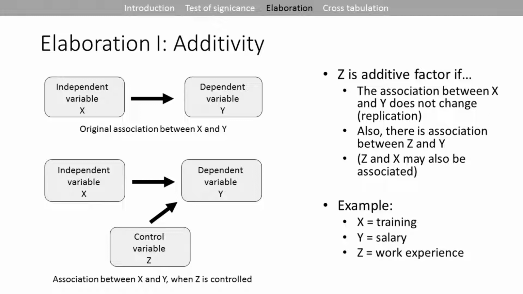So work experience and training add to your salary, but the C in this case, as a third variable, is an additive effect to this. And of course the C and X could be associated together, but this is not the interesting part here. The interesting part is what it's going to do on the dependent variable Y, which is the salary. So if there is a one-way street to the Y, this is the additive effect. It adds on the Y.